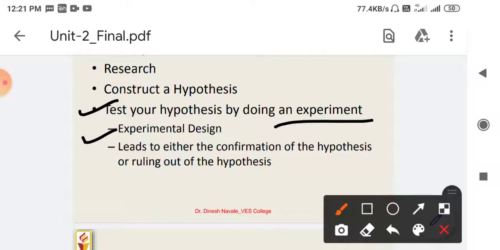Now, the second thing is that the experiment should lead to either confirmation of the hypothesis or ruling out the hypothesis. Once we have got to a certain experimental procedure, we can say that the given hypothesis is either true or wrong.